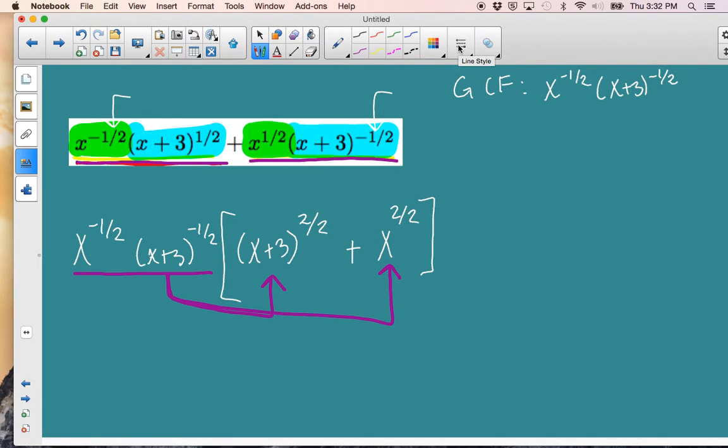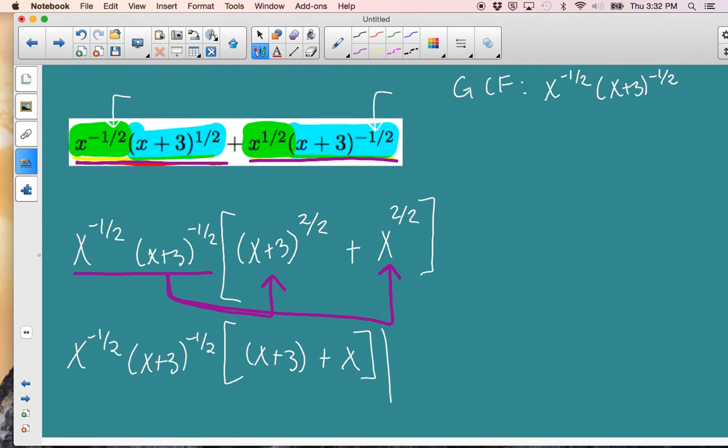And this is x to the negative 1/2 times x plus 3 to the negative 1/2 times, well, 2 over 2 is just 1, so this is just x plus 3. And 2 over 2 is just 1, so this is just x. And this is your final answer down here. And that's example number 2.